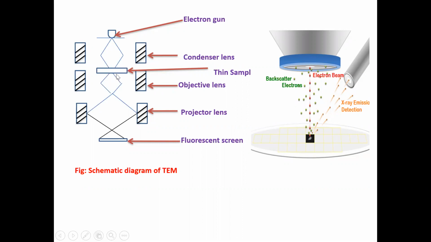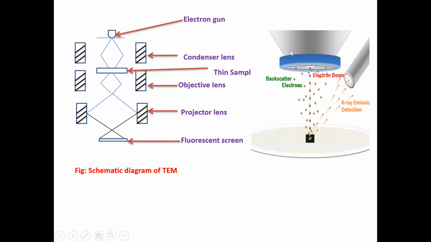So this is the difference between SEM and TEM. This is the objective lens, after the interaction with your sample, the ejected electrons can be collected by the objective lens, and then the projector lenses are over here, and here is the fluorescent screen. So this fluorescent screen gives the image of your sample.